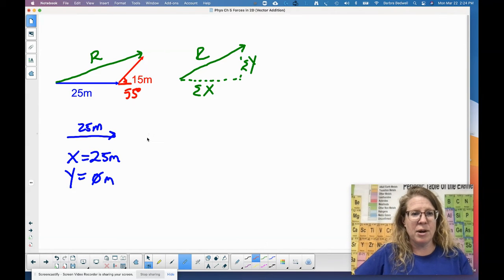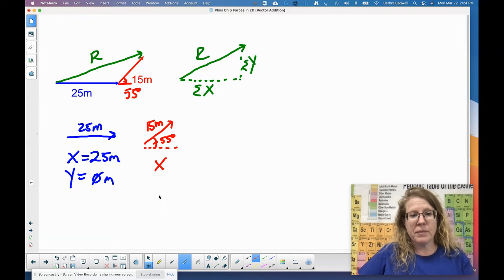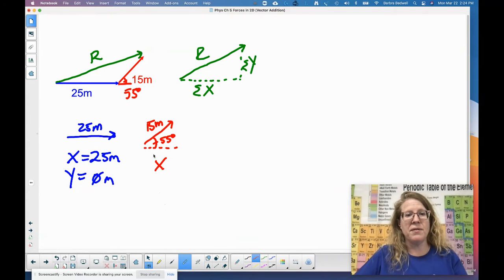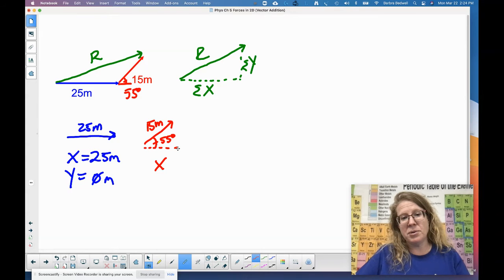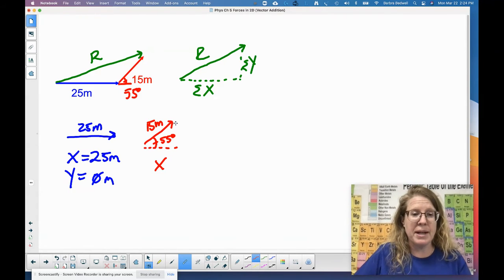So let's take a look at our red vector, which is 15 meters, and it's at right here, 55 degrees. So again, that's what we're kind of looking at here. This is this red vector right here. So to figure out our x for this and our y for this, we have to resolve this, because there is some x to it in the positive direction and some y to it also in the positive direction. So that's what we're trying to find.